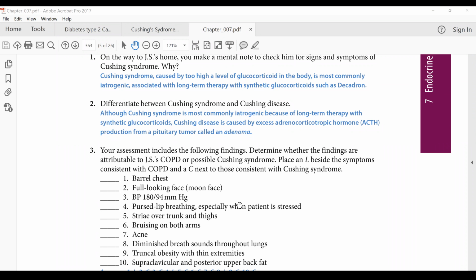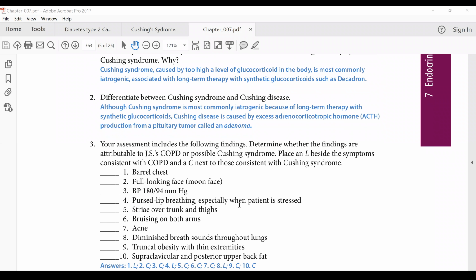So pretty much you should have LC, CL, CCC, LCC. So there's only 3 that are associated with COPD. And that's number 1, number 4, and number 9. All of them are Cushing's syndrome. So that's your signs and symptoms.